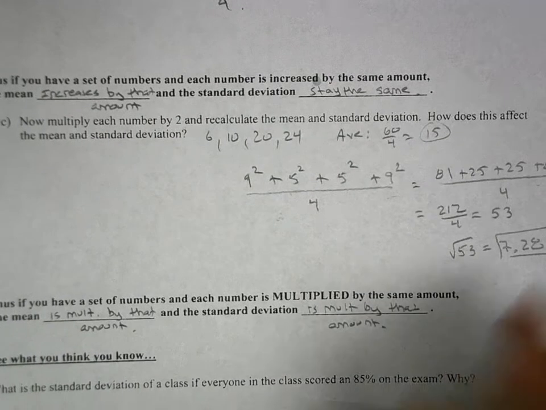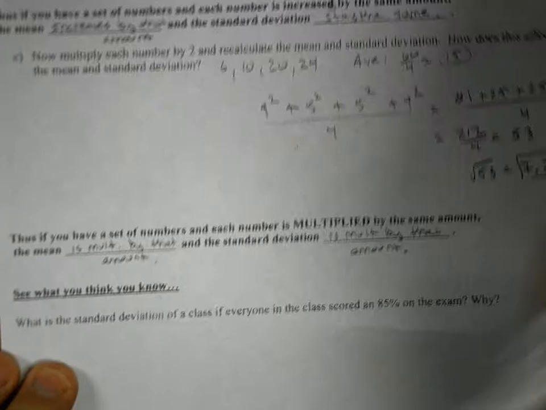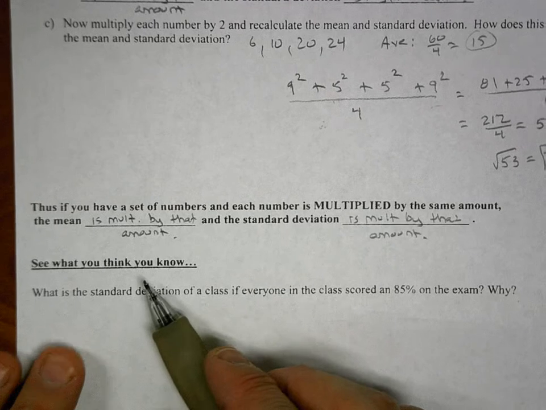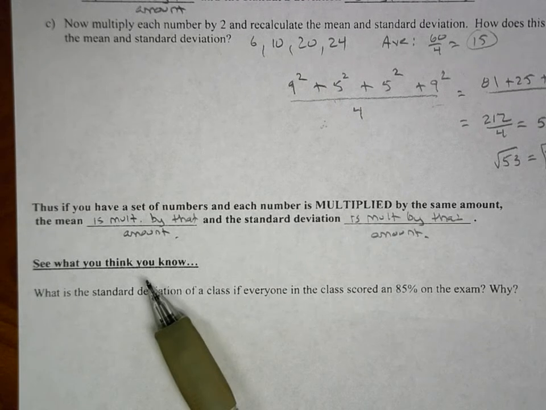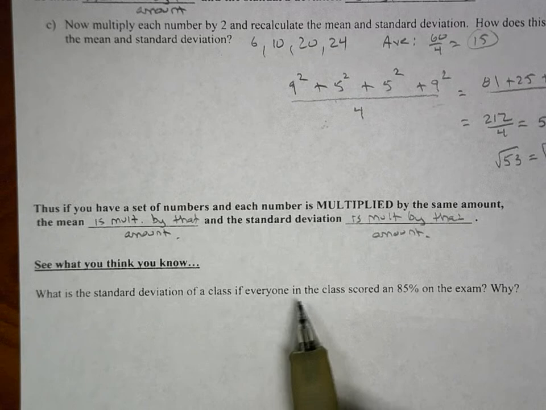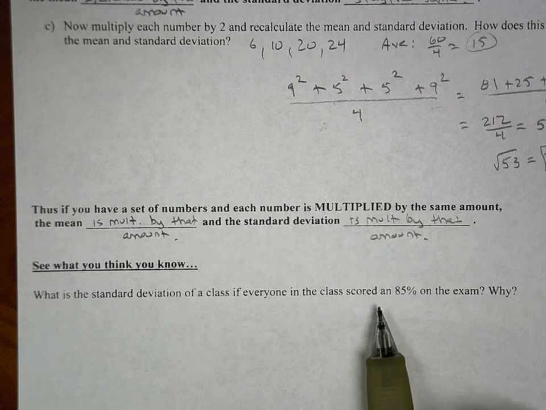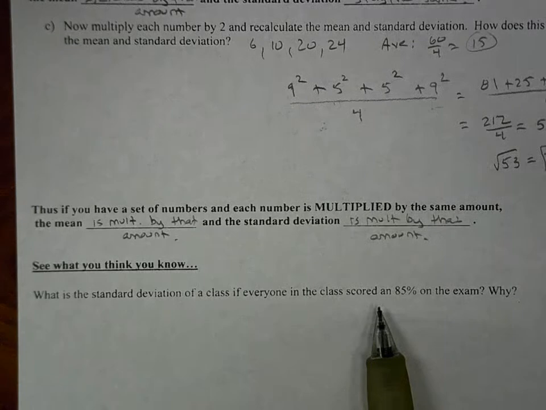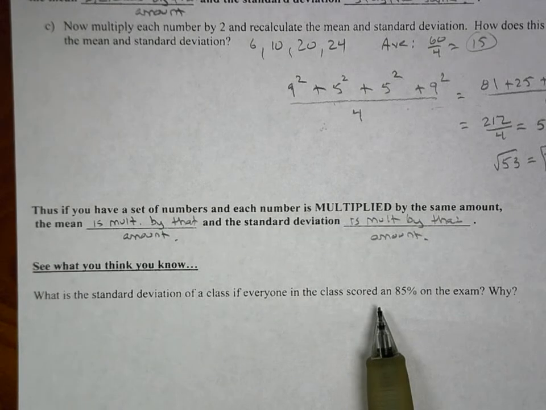Okay, let's see what you think you know. What is the standard deviation of a class if everyone in the class scored an 85% on the exam? It'd be deviation from what? They don't change the average. They're all the same. The spread is, they're all the same. So if every single person in the class got an 85%, I would agree it's 0.